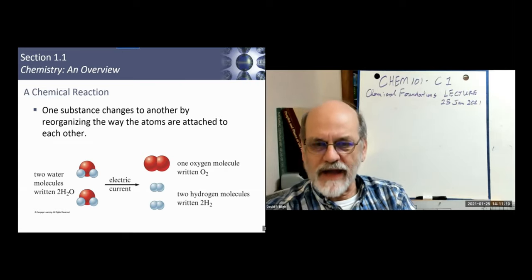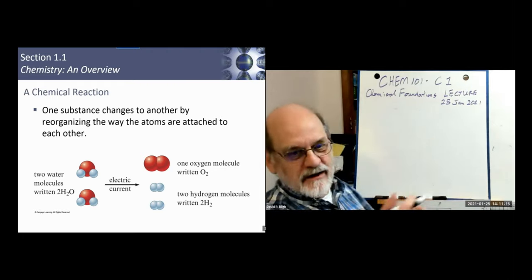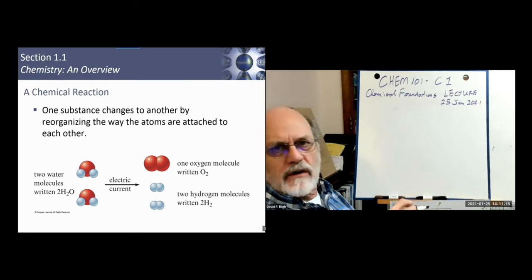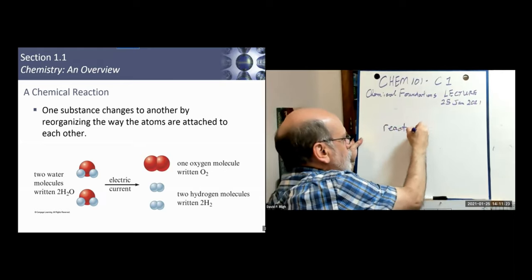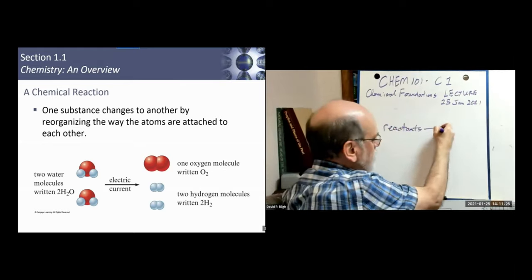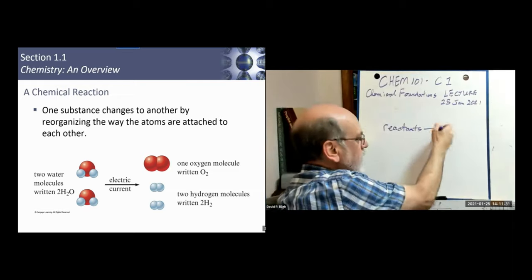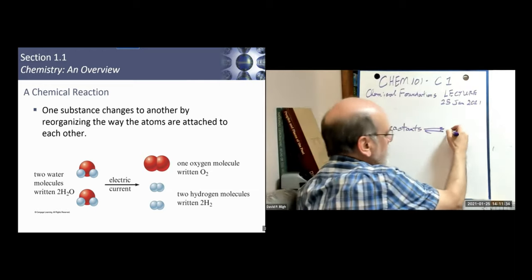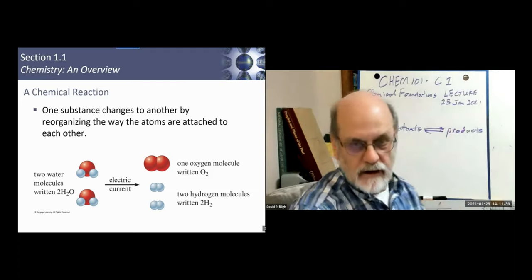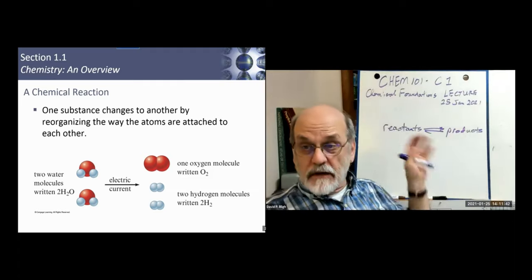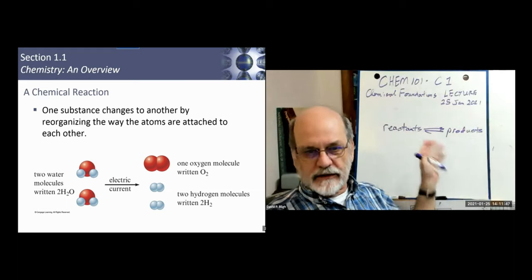So how do we write chemical reactions? Well, I just did one without saying why. We always put the reactants on the left-hand side, and then an arrow, at least a single barbed arrow, sometimes a double barbed, going that way and that way, and then products on the other side. That's our way of expressing something changing into something else. And this is how it happens.